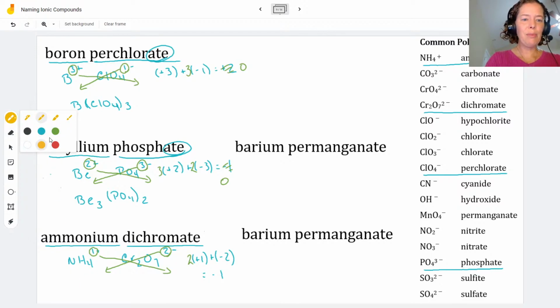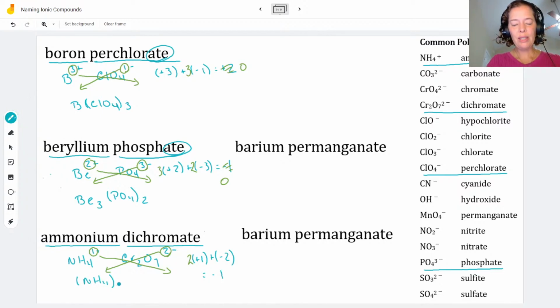So this, whoops, I didn't mean to go yellow. I meant to go blue. This becomes (NH4)2, that is a 4, and then Cr2O7. Again, because it's a 1, we don't need parentheses with a 1 on the outside. So that is ammonium dichromate. All right, 2 more to go, and then we need to talk about transition metals, which are a little bit more difficult.